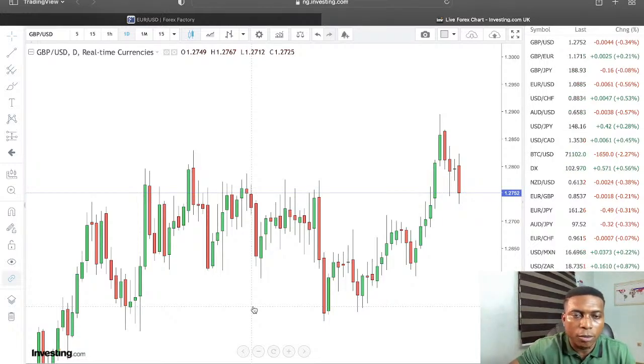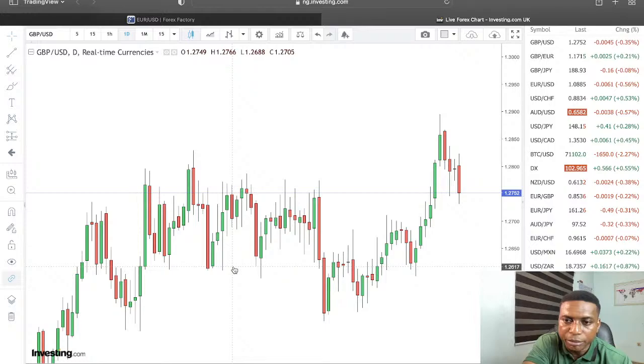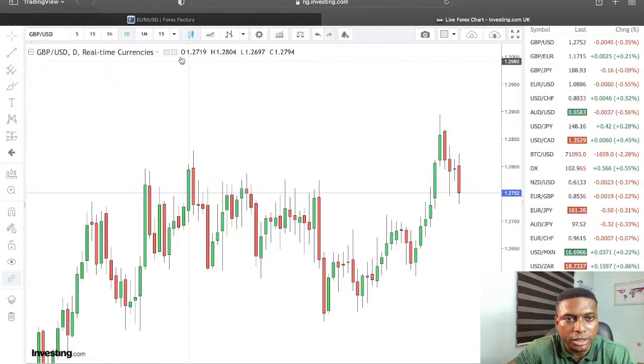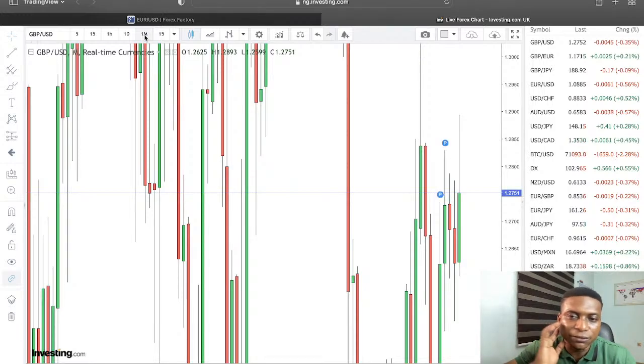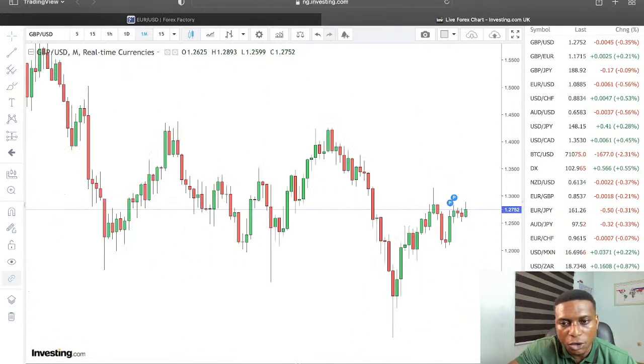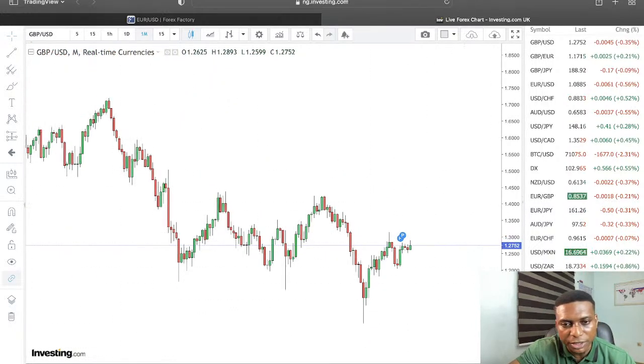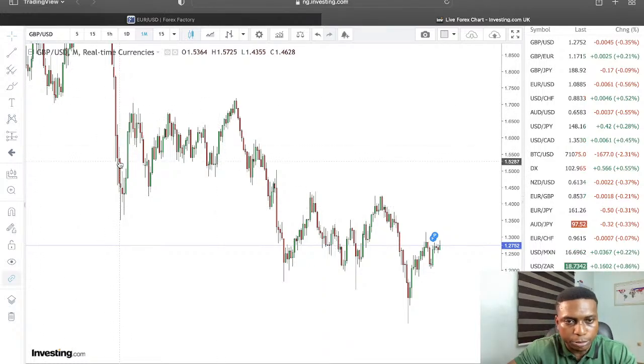So welcome. Let's have a look into pounds USD. Here we start looking at pounds USD from the monthly time frame, and looking at it from the monthly time frame, we can see that there are key levels to watch on this pair.